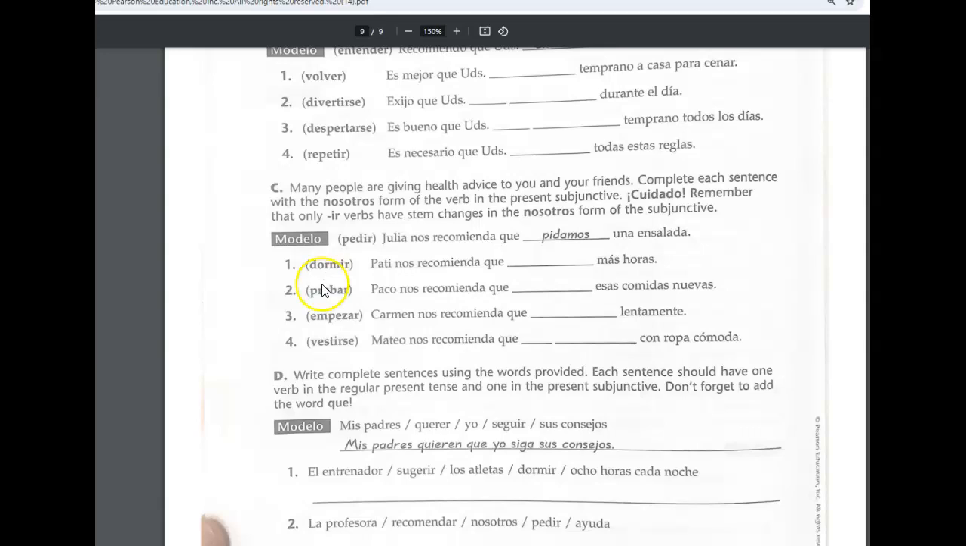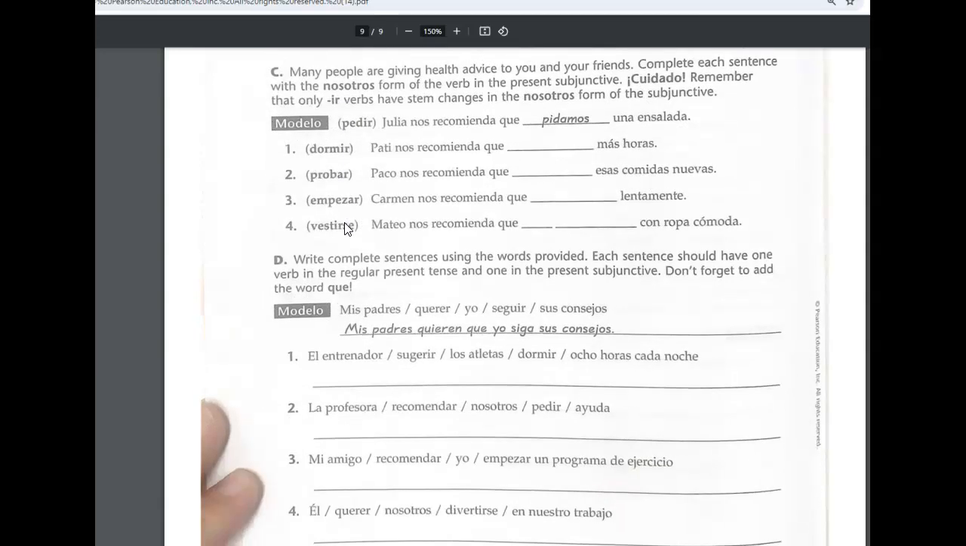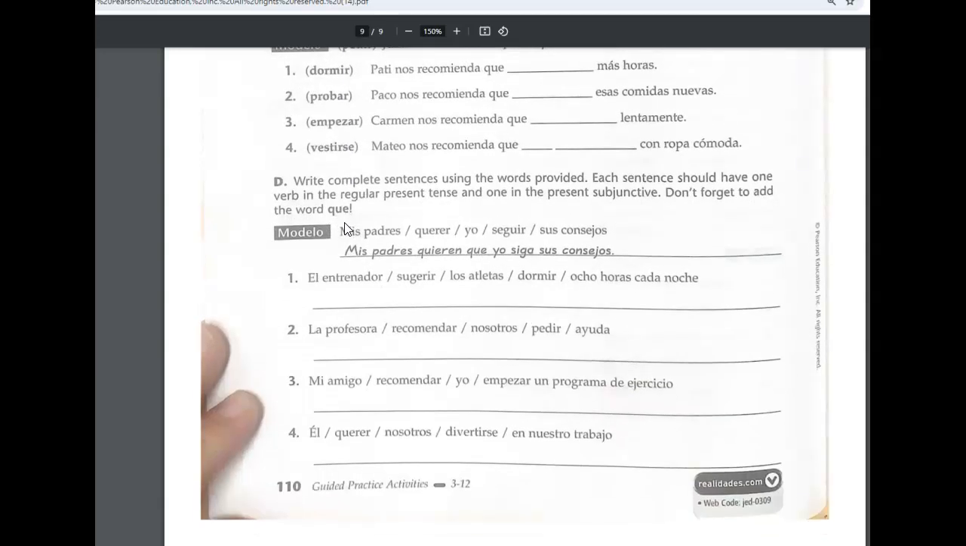Dormamos. Paco nos recomienda que nosotros probemos esas comidas. No stem change in the nosotros form, except for the verb ir. Alright, in part D, write complete sentences using the words provided, putting all the elements together. Each sentence should have one verb in the regular present tense and one in the present subjunctive.